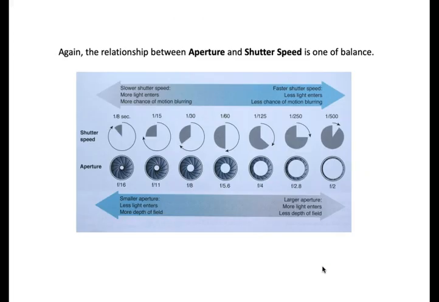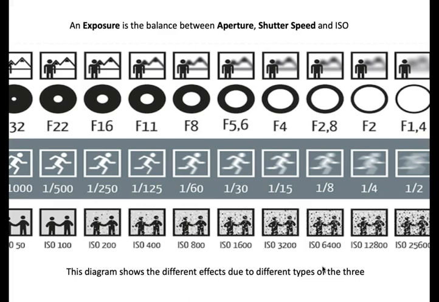So here's just a little balance chart between the two of shutter speed and aperture. It shows you, faster shutter speed gives you less light, less chance of motion blur. A larger aperture gives you more light, less depth of field. A slower shutter speed lets in more light, but it gives you more chance of blurring. And a smaller aperture lets in less light and gives you a greater depth of field. And then here's the 3.